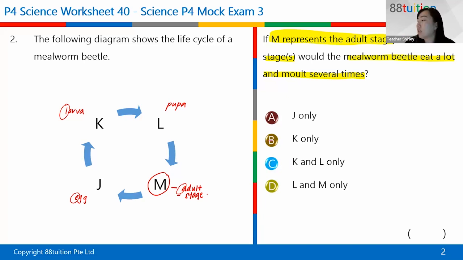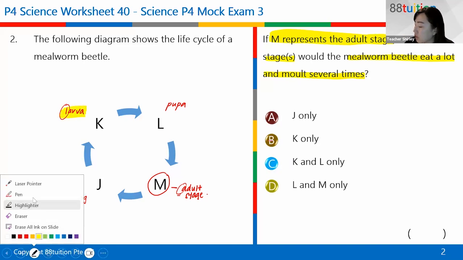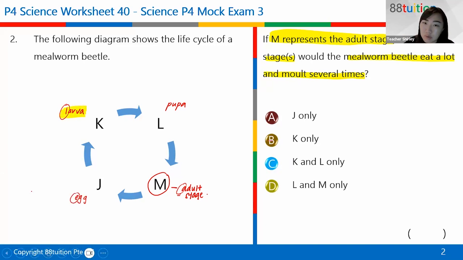So actually, it's just the larva stage. Only the larva stage. Why not the adult stage? Because the adult stage does not molt. So in this case, the answer is K only, which is B. Now you do need to recognize that for most of the life cycles, the insects will molt. The larva of the insect will molt. Okay?